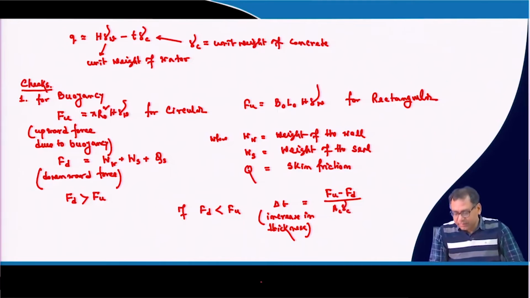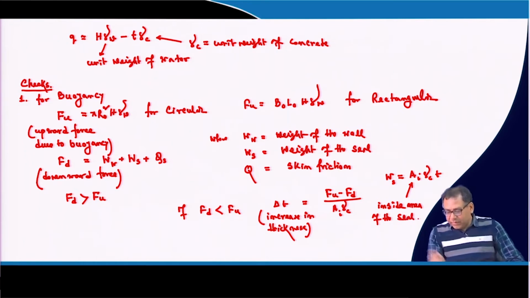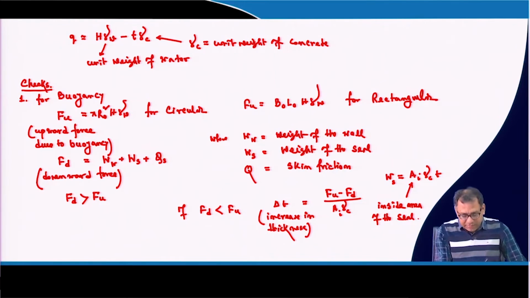into the unit weight of the concrete, because the weight of the seal is equal to what? The weight of the seal is equal to the inside area of the seal into concrete unit weight into thickness. So, if this condition is not satisfied, that F d is not greater than F u, then you have to increase the thickness by this amount.